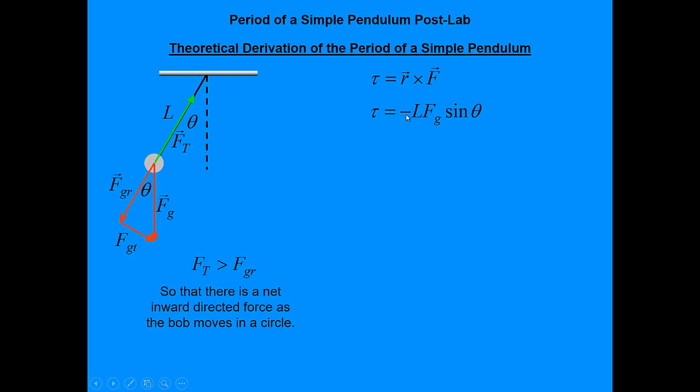Now, what about the negative sign? Well, notice theta here is this way. What would that be? Clockwise. But F of GT is pointing the other way, so they're always opposite one another. But then we have a problem, because, oh, sorry, F of G is mg.